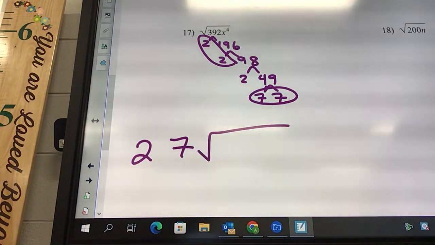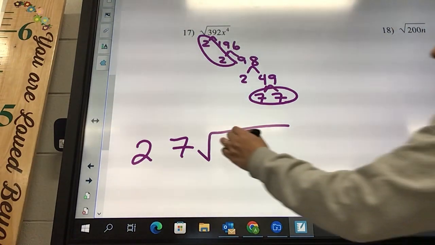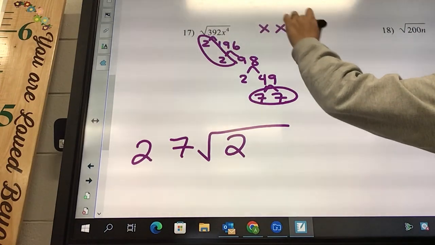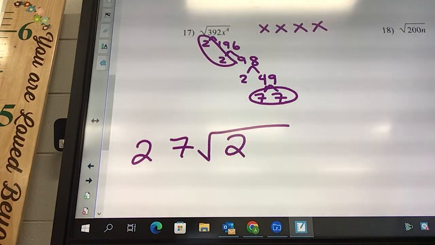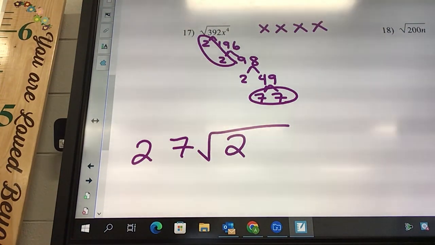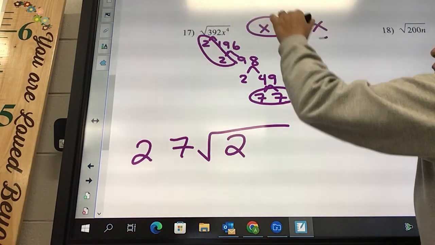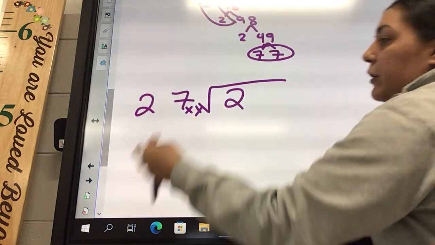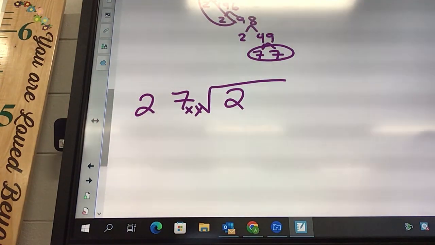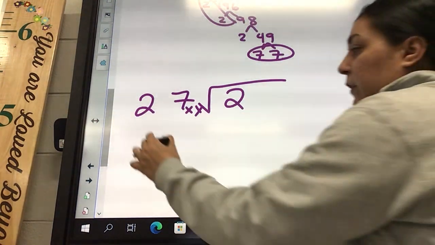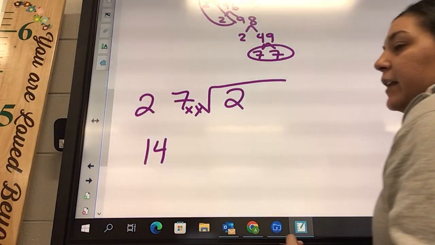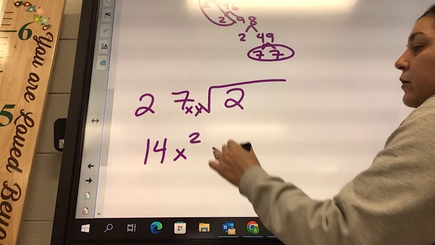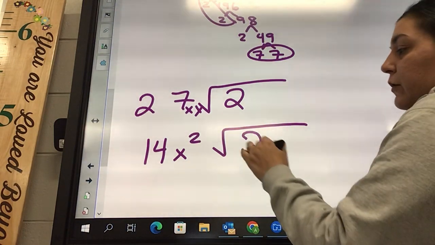And then who cannot go? The 2. Okay, how many X's do I have? 4. So we say 1, 2, 3, 4. How many of those guys can go? 2. So I got 1, 2. So we're going to say 1, 2. Okay, what do you do with this 2 and 7? So 2 times 7, 14. What about the X's? X squared, square root of 2.